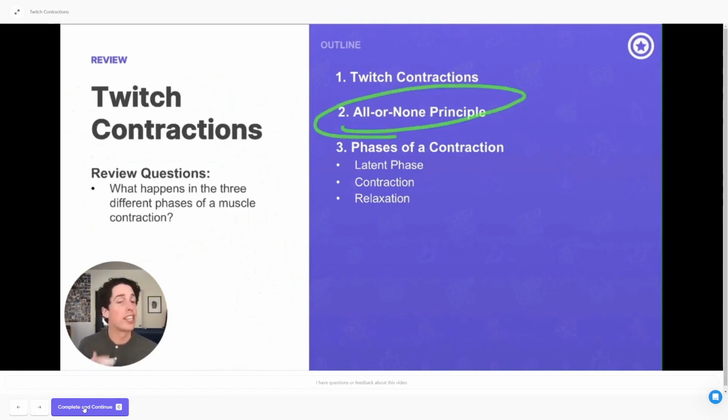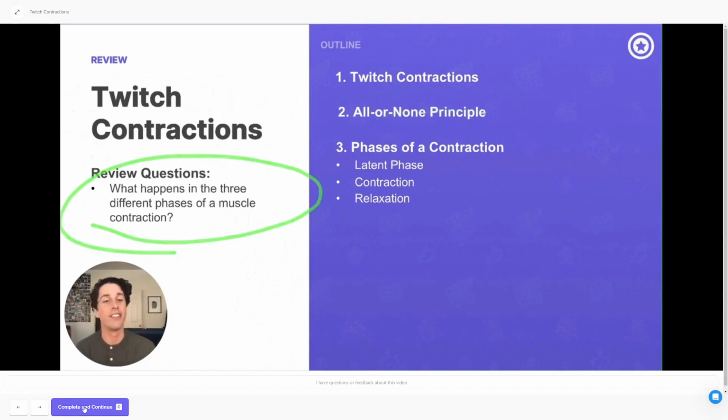The all or nothing principle is going to have to reach that threshold for the action potential to actually cause a motor unit to contract. And then we're going to have these three phases of contraction, which kind of leads into the review question that I have for this video.